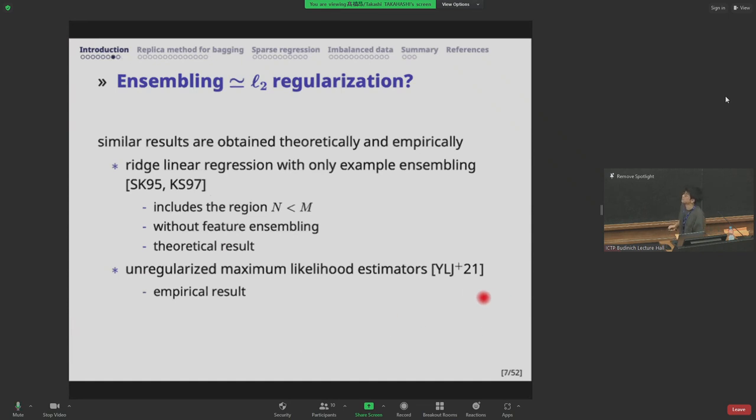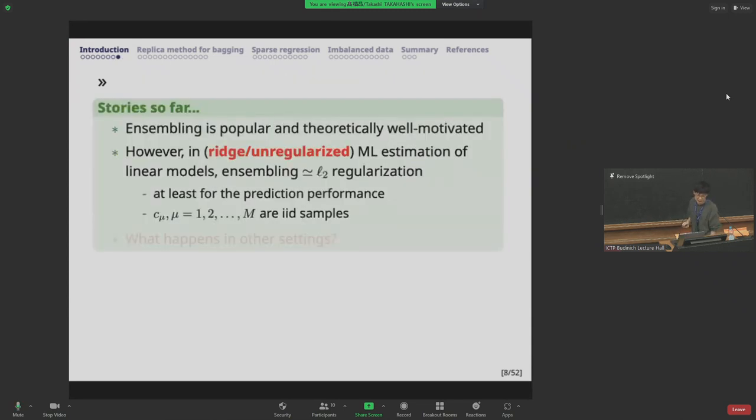Similar results were found in other settings. For example, in the last entry, LeJeune and Patil showed that, considering only the subsampling of examples, ridge regularization with subsampled examples is equivalent to ridge regularization with another regularization parameter. Similar results were found in other maximum likelihood estimators, but yeah. So this is a short summary of the story so far.